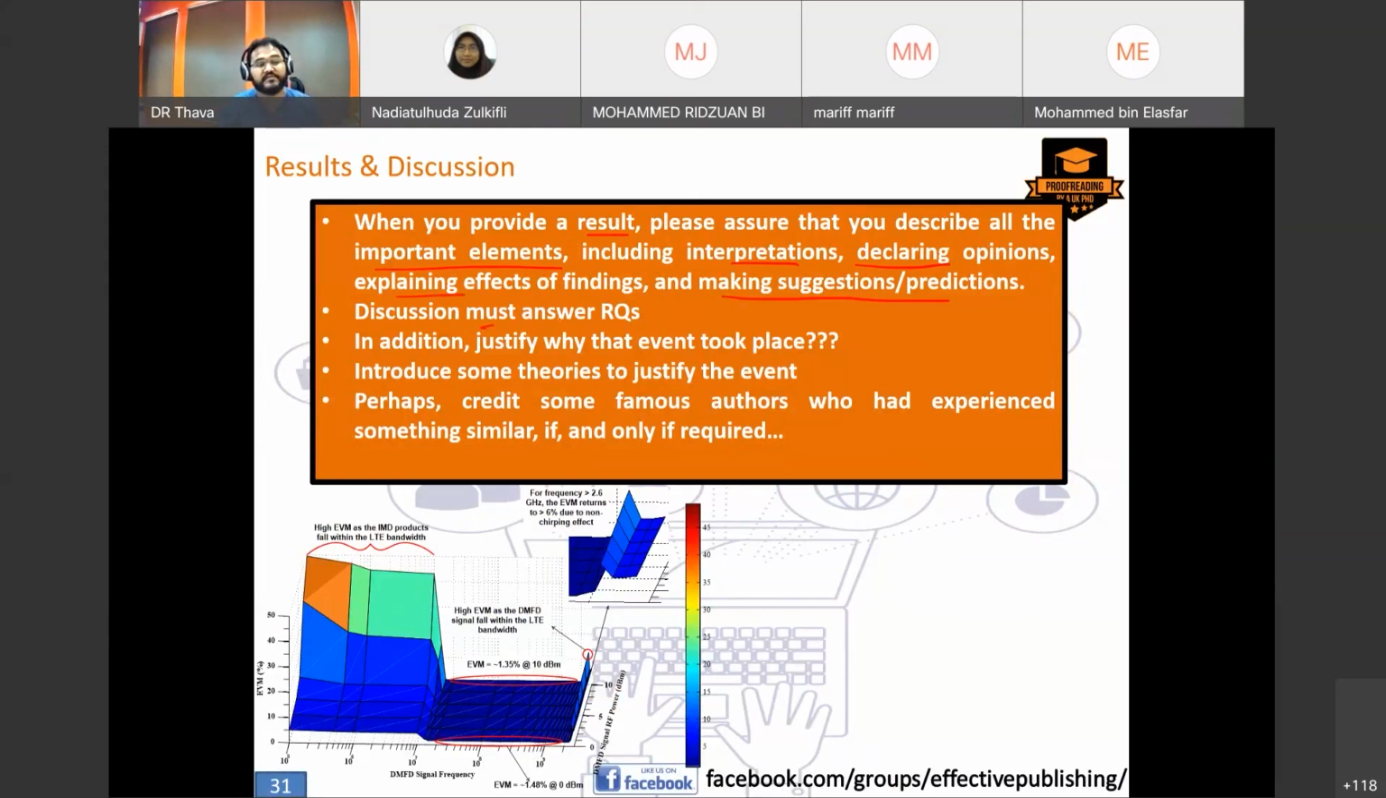Discussions must answer research questions or research objectives. In addition, justify why that event took place. That means whatever finding you have in your result, why did that take place? Next, introduce some theories to justify the event. Perhaps credit some famous authors who had experienced something similar. So if you want to escape from a certain result, you do not explain, you cite other authors.